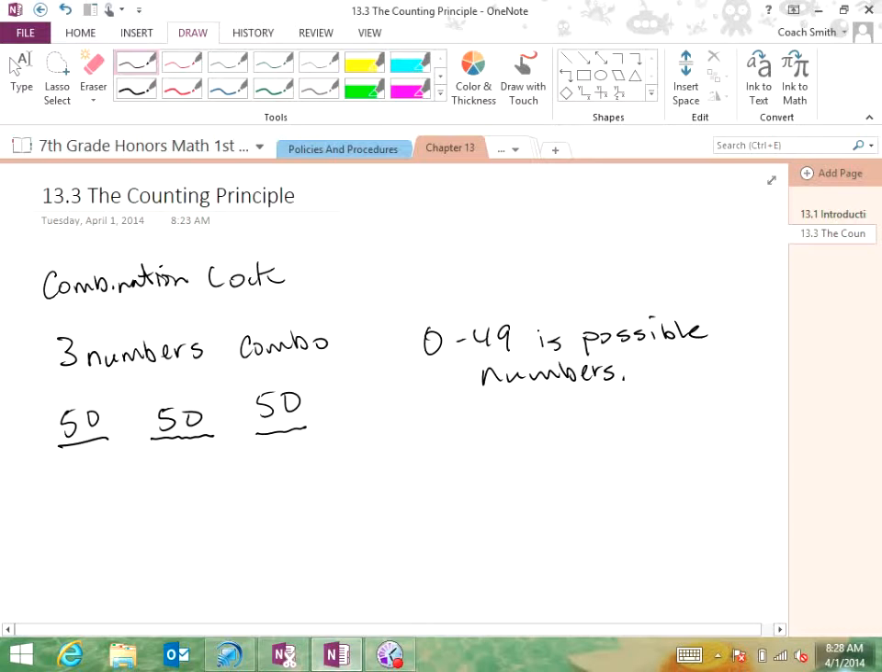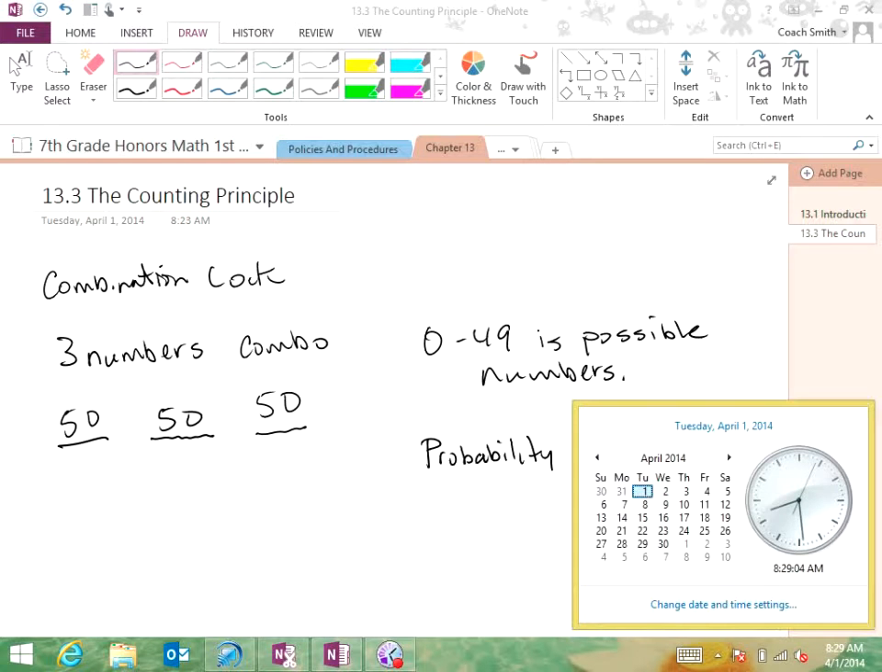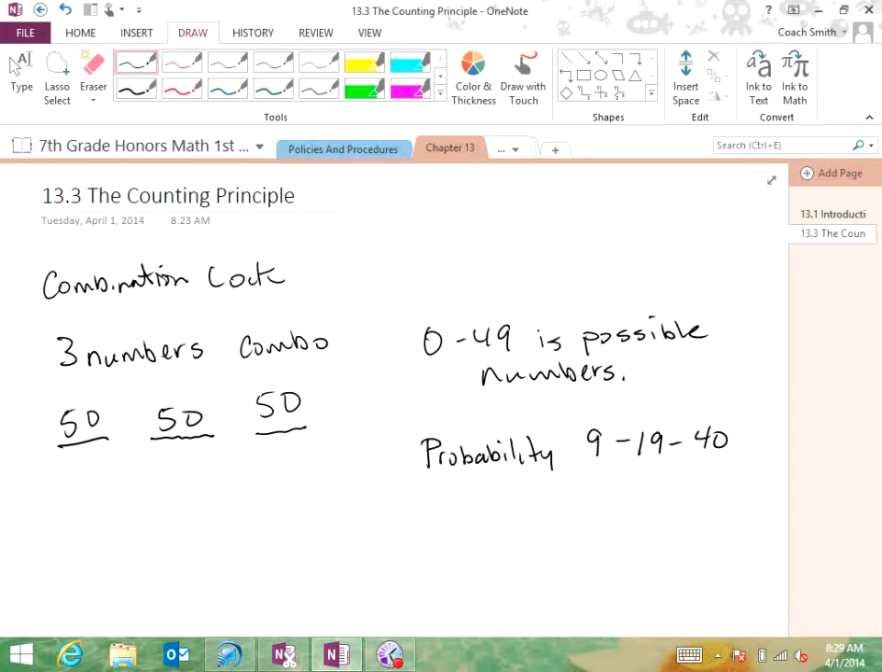So what I want to know is the probability that my combination is 9, 19, 40. Is there any other way to get that combination? No, because it has to be in that order. So there's 50 choices each time I turn the knob.